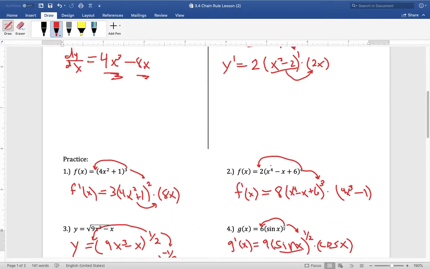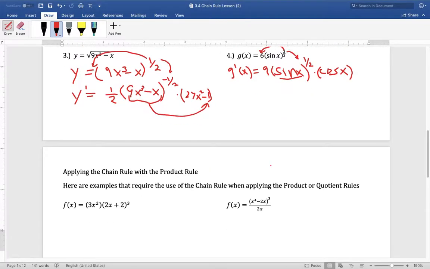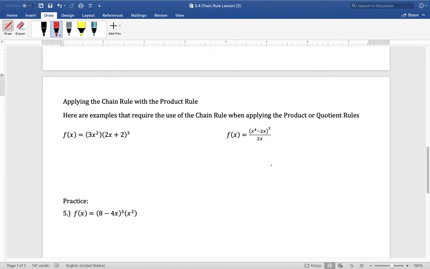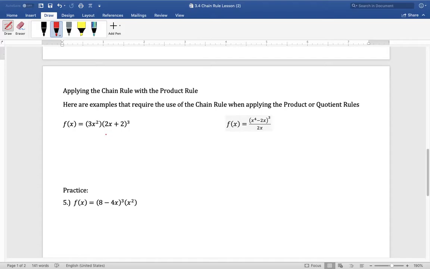Actually, hold on, let me check. No, I got to do these 2 examples. I forgot. These 2 examples involve product rule and quotient rule that involve chain rule within it. So let me teach you these and then I'll let you practice. So here are examples that require the use of chain rule when applying the product or the quotient rules.